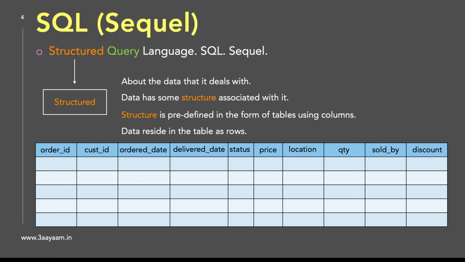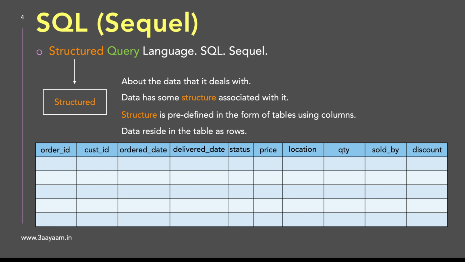But again, even if we add and remove, after the modification, the structure would remain the same. And then data resides in the table as rows. Now the data is basically the rows. So each row would have order ID, customer ID, order date, delivery date, status, price, location, quantity, sold by, discount. These columns, or values for these columns, should be present in all the rows. It might so happen that some rows for some columns do not have any values. For example, let's say status is not there or location is not there. That can be possible, but it does not mean that the column is absent. It means the column is there, but the value of the column is not there for that particular row.